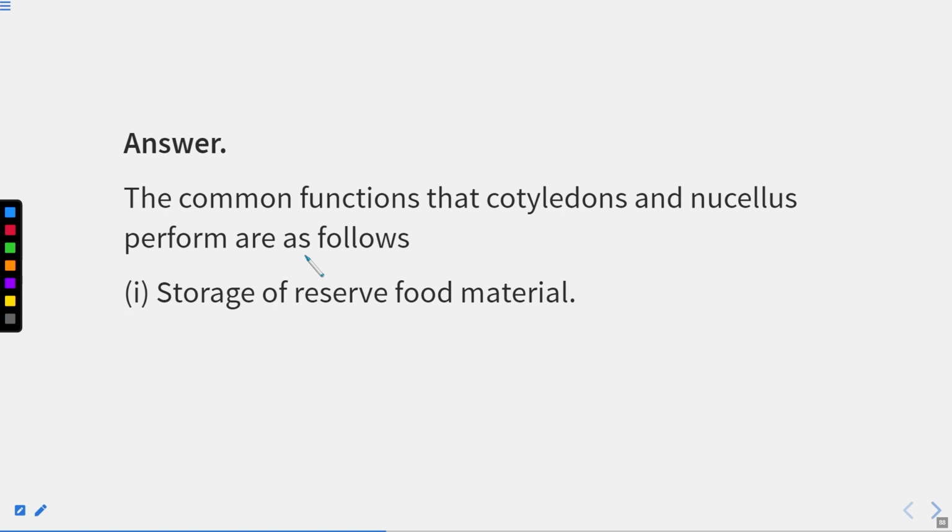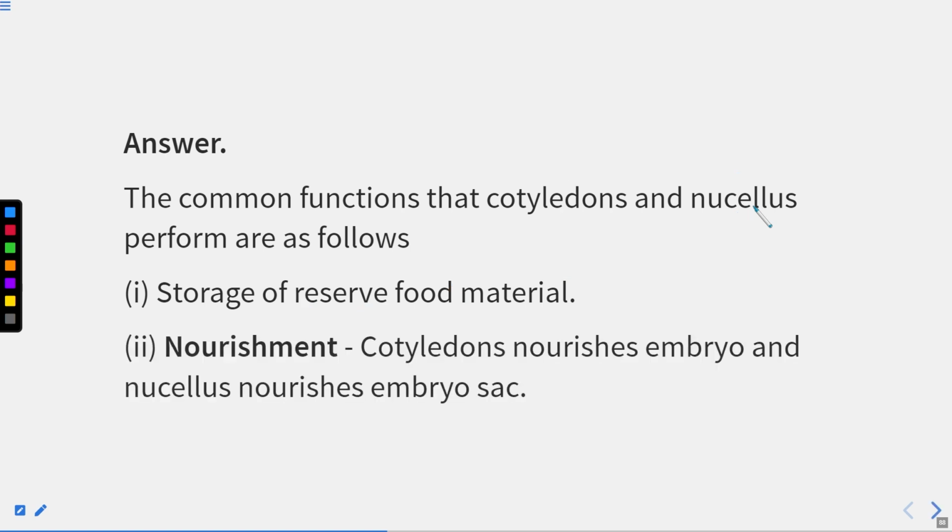The first function is the storage of reserved food material. Both cotyledons and the nucellus store reserved food material that can be used later for growth. The reserved food material stored in the cotyledon can be used for the growth of the seeds, whereas the reserved food material stored in the nucellus can be used for the growth of the embryo sac. Next, nourishment. It also provides nourishment, because it stores the food material. The cotyledons nourish the growing embryo which is present in the seed, and the nucellus nourishes the embryo sac.